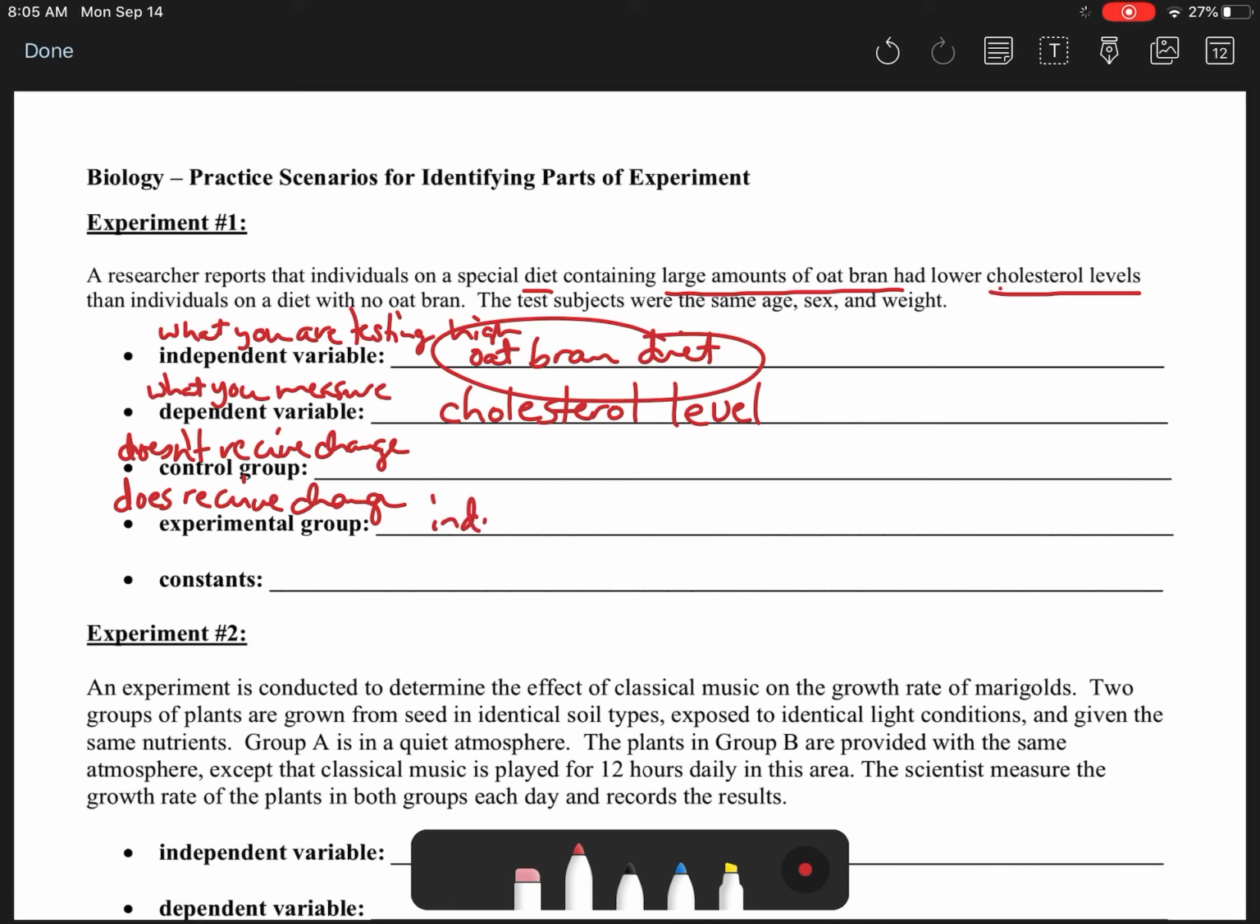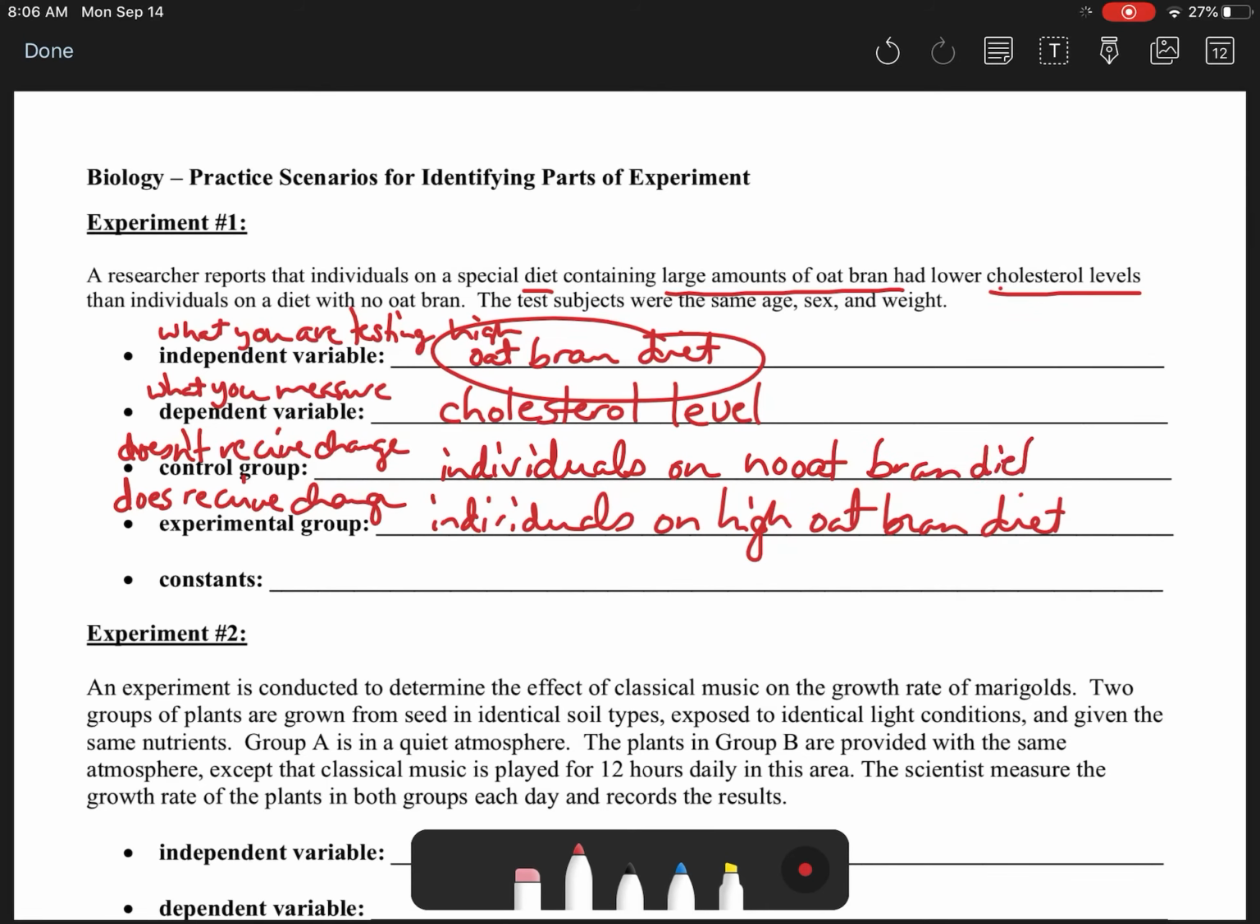So individuals on high oat bran diet, and the control group, which doesn't receive the change, would be the individuals on no oat bran diet. Okay? Constants are those things that stay the same. So really look for things that stay the same. What did they keep the same? Here you can see that word same. Their age, sex, and weight.